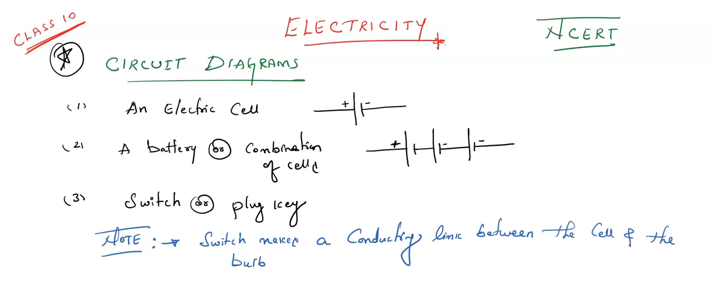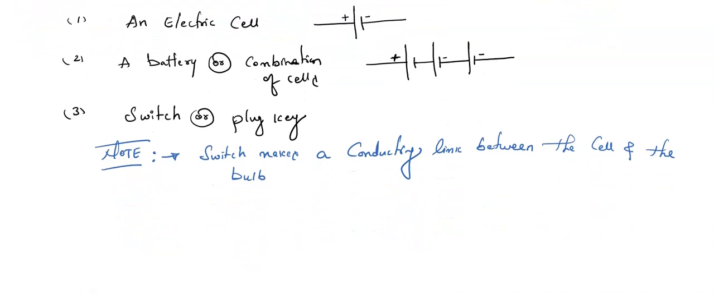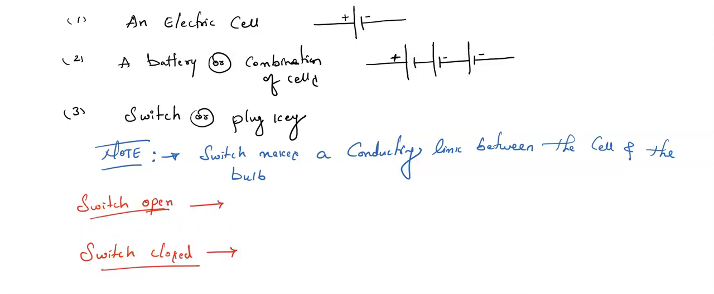The link which connects the cell and the bulb, that is known as a switch. Okay. Now here we have two cases in the switch. When the switch or the plug key is in the open case, how does it look? If the switch is in the off condition, that is nothing but open, and when it is on we call that the closed condition.